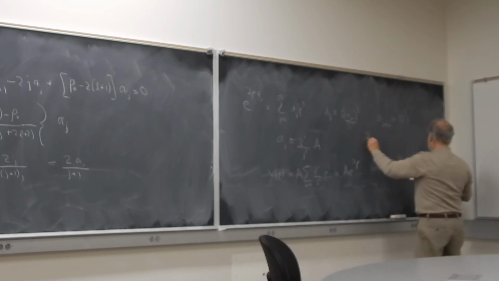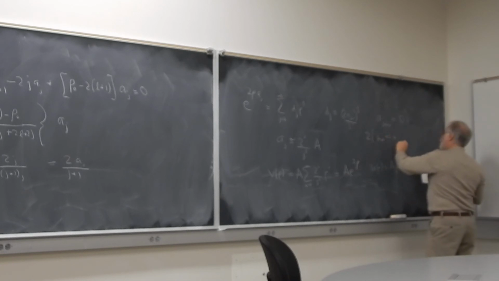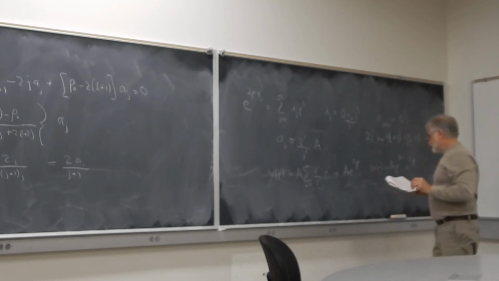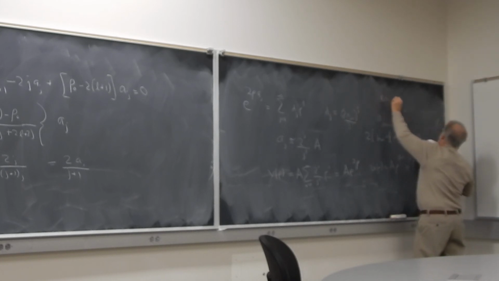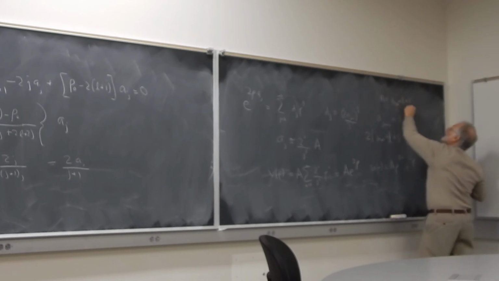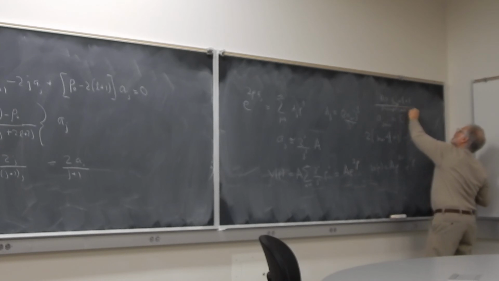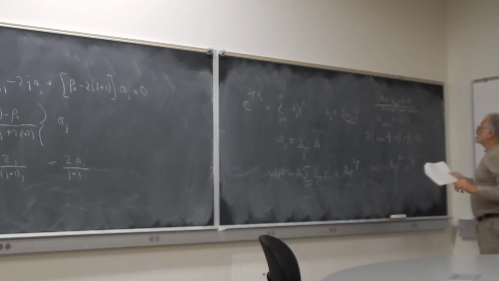That means that 2 times j max plus L plus 1 minus rho naught also must equal 0. We define n as j max plus L plus 1. This is what we call our principal quantum number. So rho naught is equal to 2n.